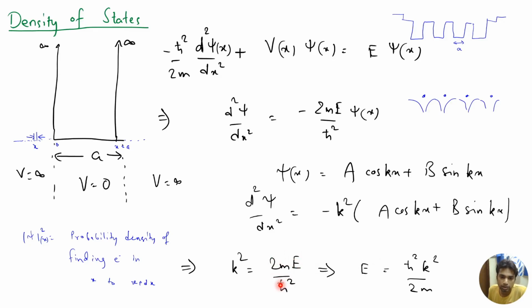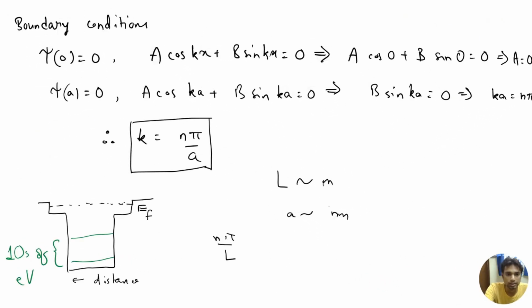You have to take this to the left hand side and rearrange it, and you will end up with E is equal to h bar square k square over 2m. Now we have the solution psi of x equal to a cos kx plus b sin kx, and it satisfies the equation. Now we have to impose the boundary condition.